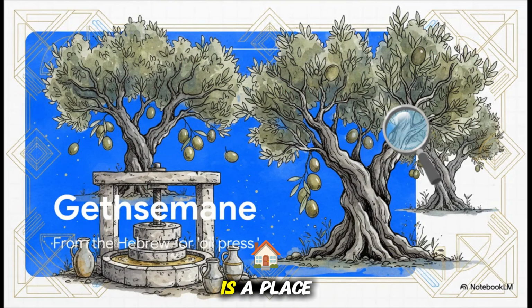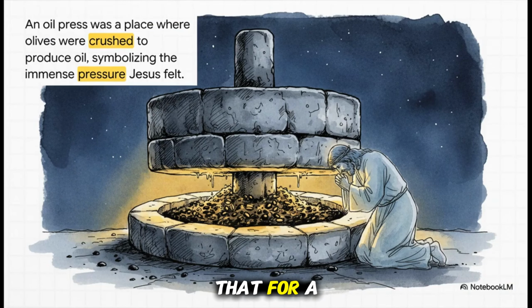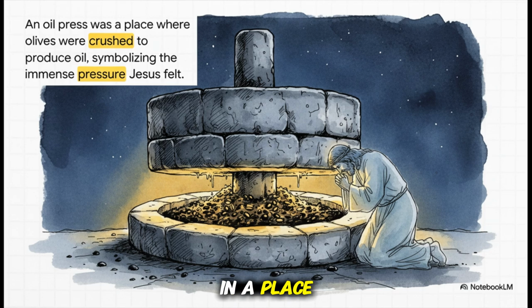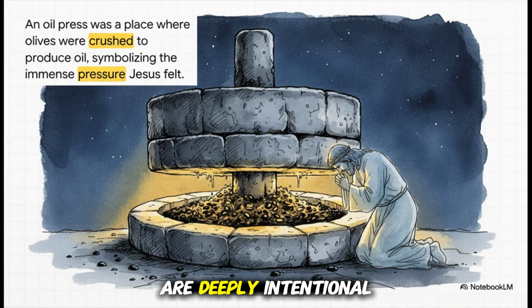Okay, our first clue is a place, Gethsemane. But here's the thing, this isn't just a name, it's a description. In the original Hebrew, Gethsemane literally means oil press. Just think about that for a second. An oil press is designed for one thing, crushing. And this is the very place where Jesus is described as being in agony, feeling this immense pressure of what's about to happen. So he's metaphorically crushed in a place that is literally named for that exact action. It's our first huge hint that the details of language and location are deeply intentional.